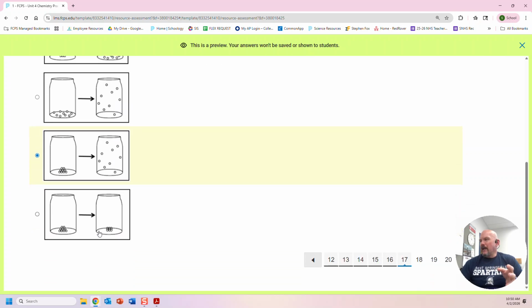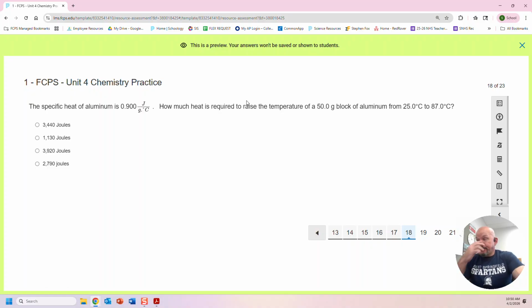This one would be more like solid to solid. Maybe it crumbled up a little bit, right? It's a little bit less structured, but it's still solid to solid. Just maybe you broke it up a little bit. All right. Number 18.